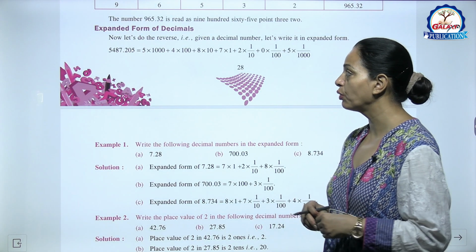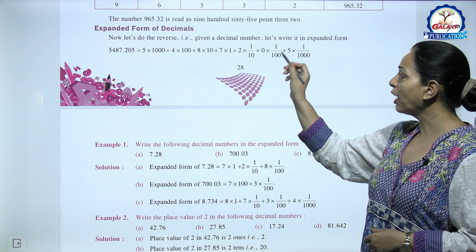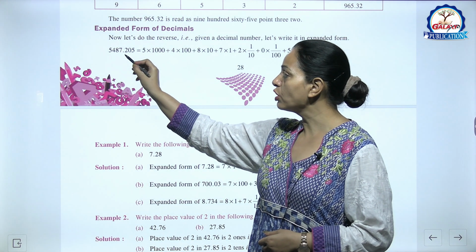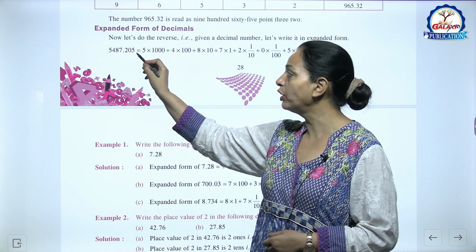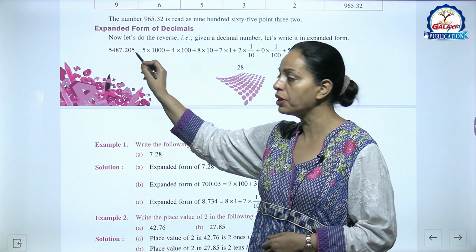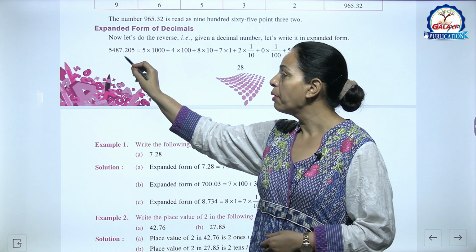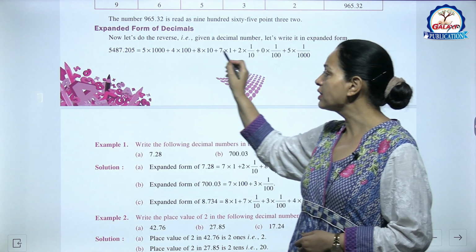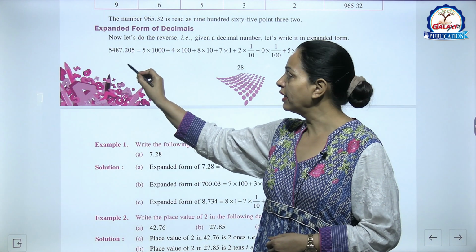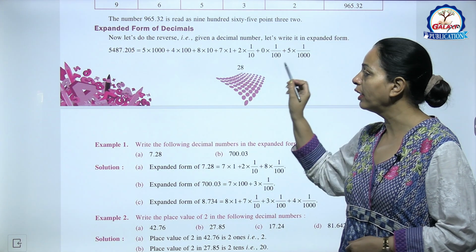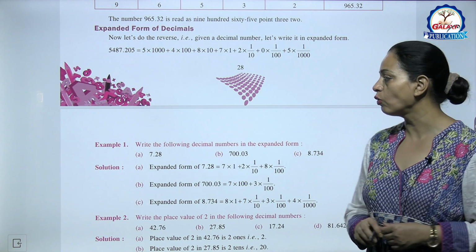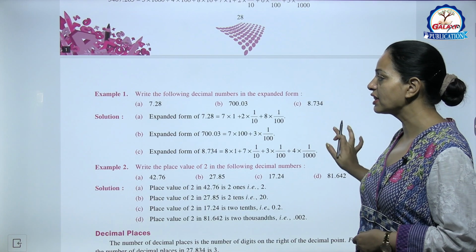Now expanded form of decimals. Now let us do the reverse. That is, given a decimal number, let us write it in expanded form. Like here 5487.205. So that is equal to 5 into 1000 plus 4 into 100 plus 8 into 10 plus 7 into 1 plus 2 into 1 by 10, then 0 into 1 by 100 plus 5 into 1 by 1000. Okay, so I hope this is clear to you.